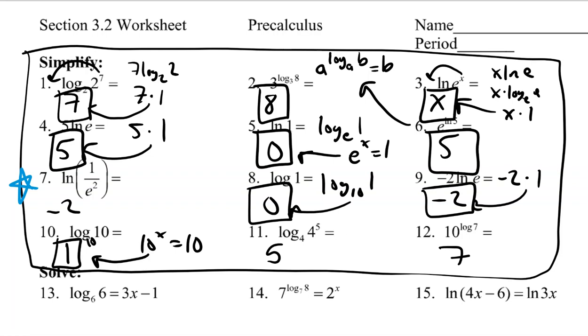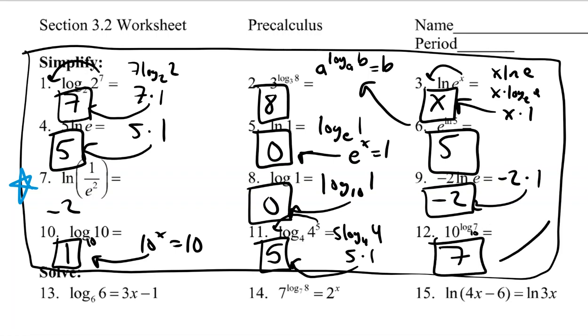Number 11 looks like number 1. 5 is an exponent on something that I'm taking the log of. So the 5 can come down out front. And you're left with 5 times log base 4 of 4, which is 1. And number 12 is the same pattern as question 2 and question 6. I've got a number, its exponent has a log, its base is the same number of 7, so the whole thing is 7. That property.